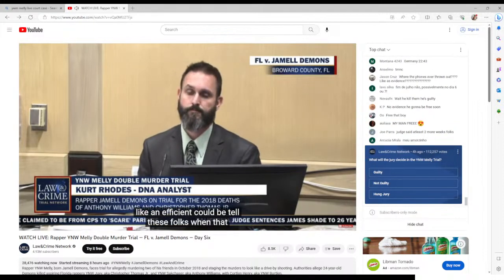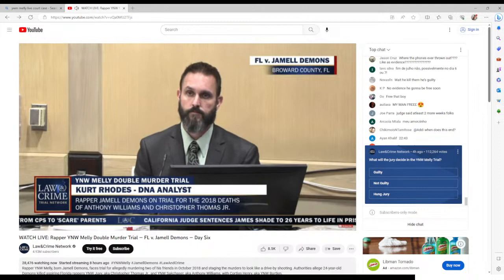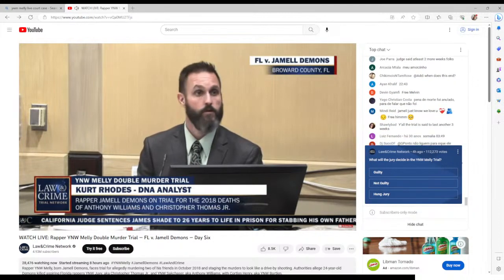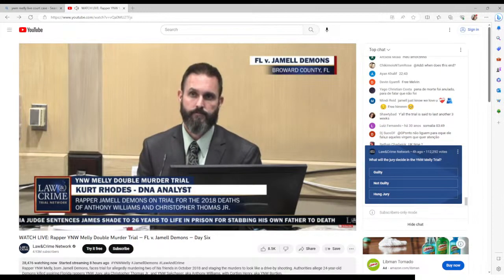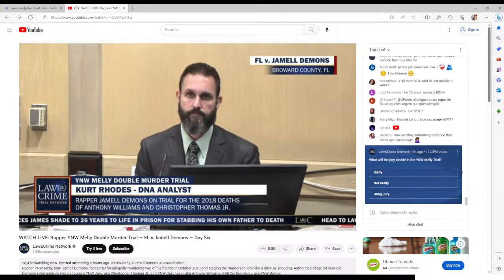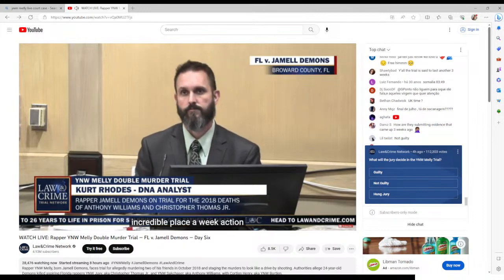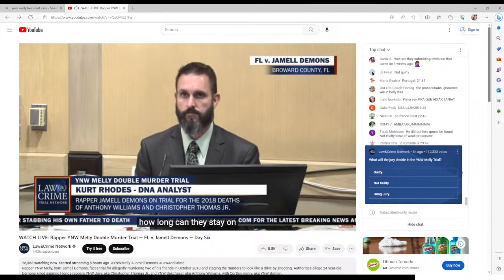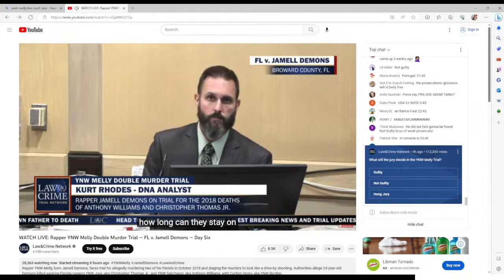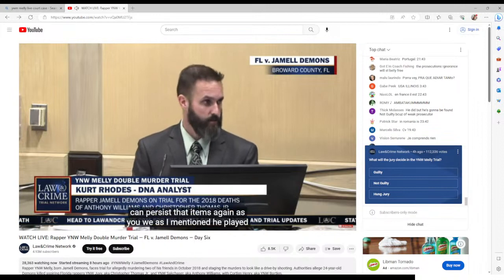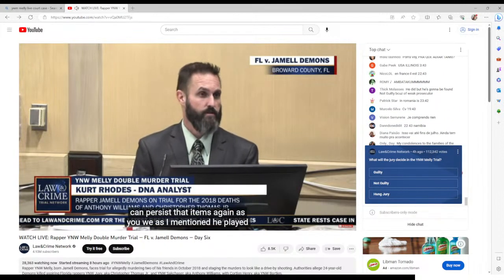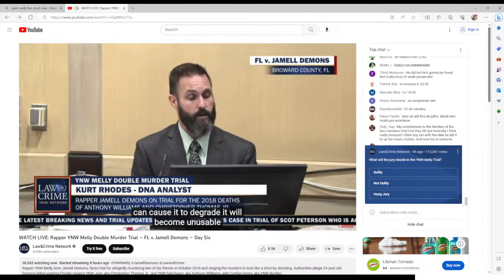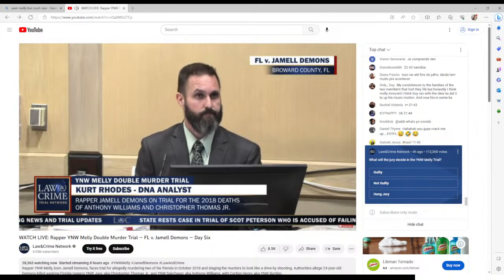Could you tell these folks when that DNA was placed, supposedly, on the door handle? No. It could have been placed a week. Objection, speculation. Sustained. How long can DNA stay on an item? The DNA can persist on items. Again, as I mentioned, heat, light, moisture can cause it to degrade or become unusable. But if DNA is involved.